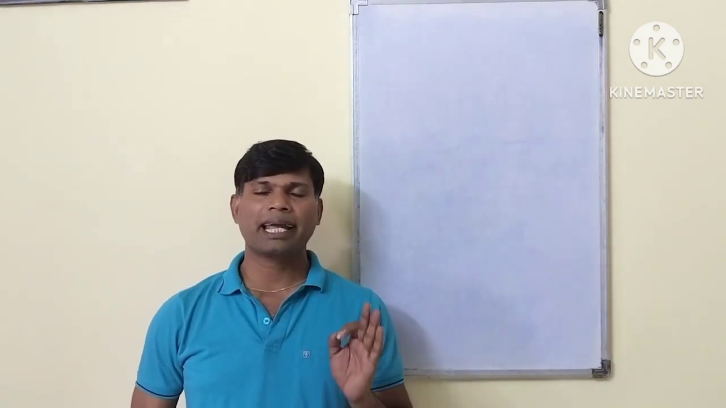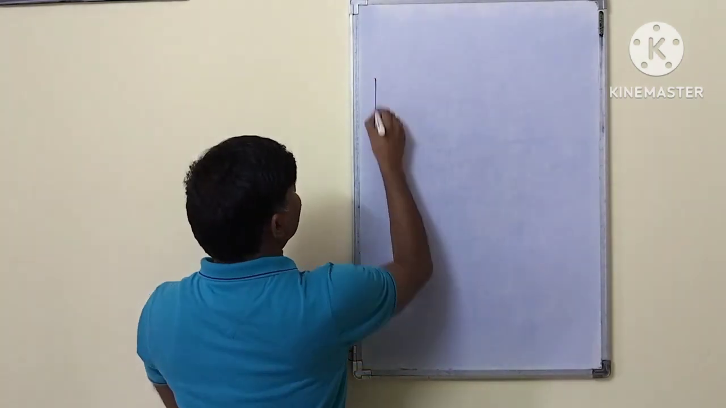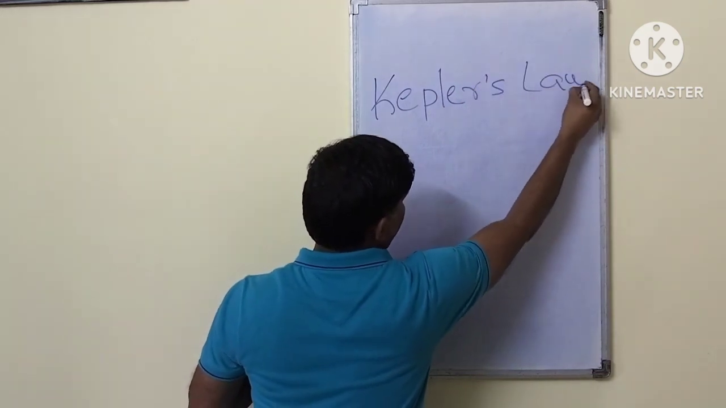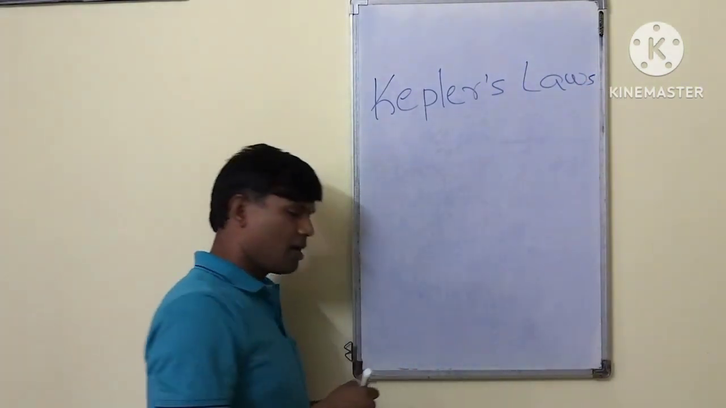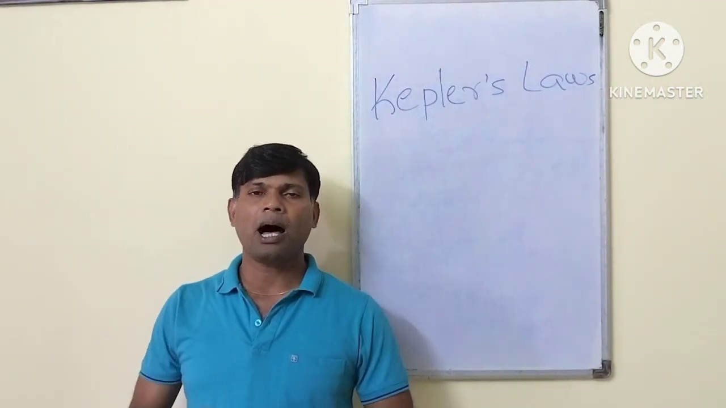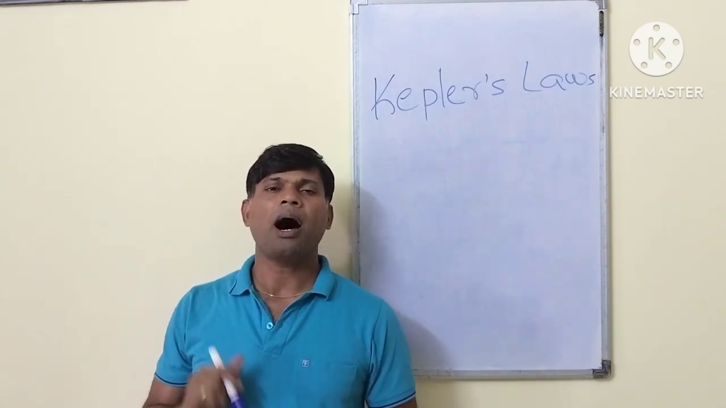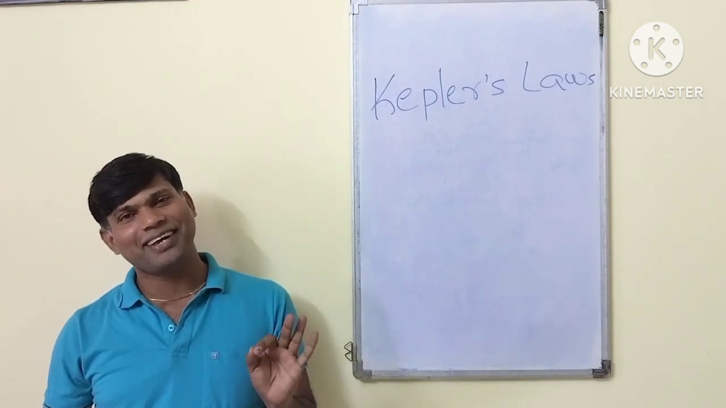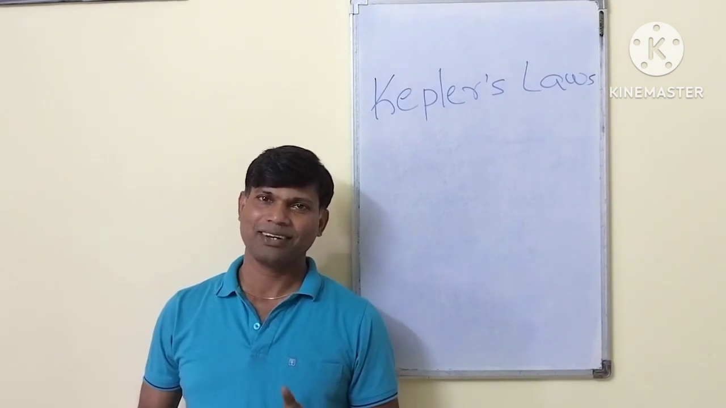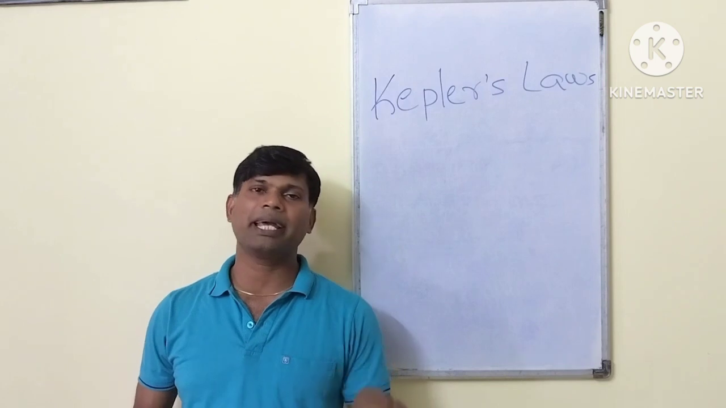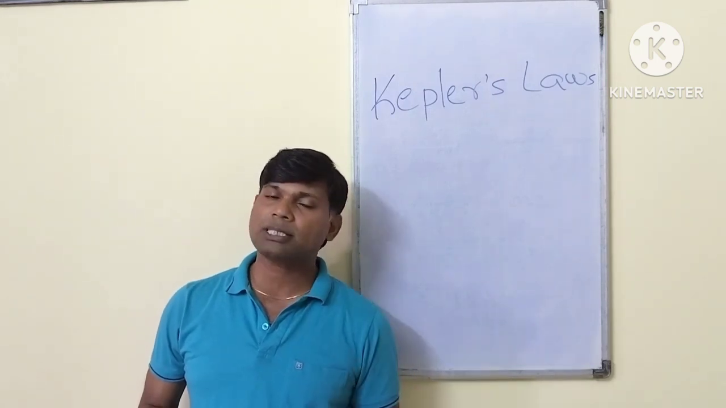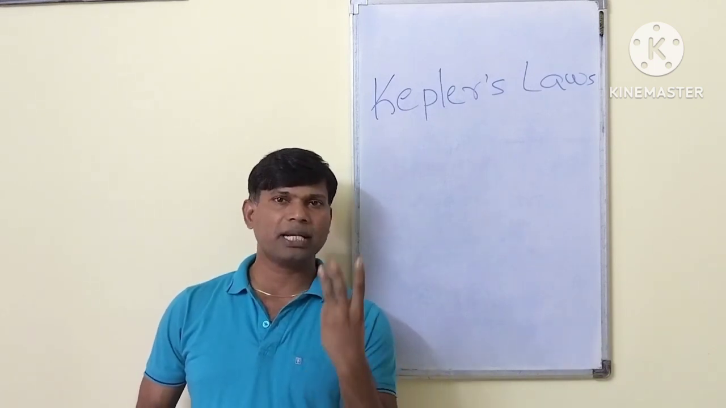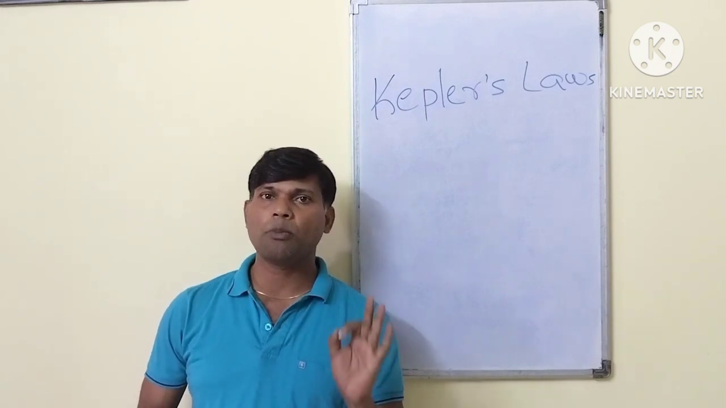Now, what do we discuss? Kepler's laws. Kepler's laws explain our solar system. You know, all planets are revolving around the earth. Wrong. All planets are revolving around the sun. And all planets are revolving in an elliptical path, and at the focus of the elliptical path, the sun is there. This is the heliocentric model that you know.